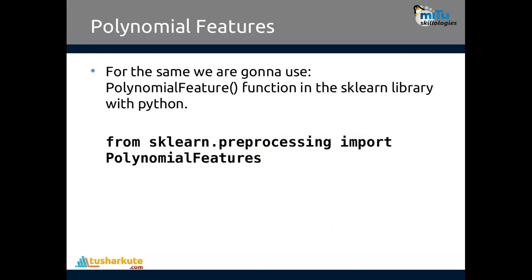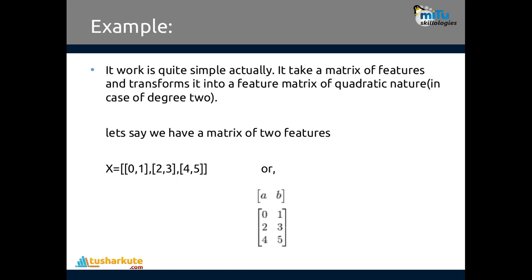So linear regression requires a pre-processing step called polynomial features. The polynomial features function is present inside scikit-learn's pre-processing library, by which you transform your data from linear format into polynomial format. How does it work? Let's take an example. It works quite simply actually.